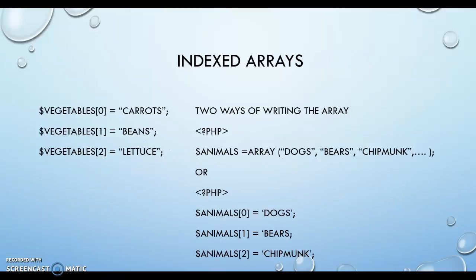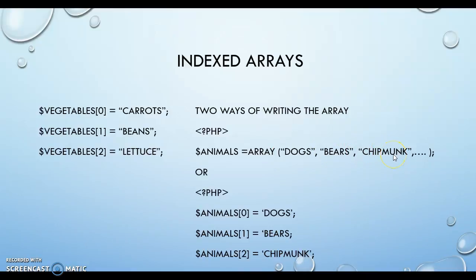So these are more examples of writing an indexed array. On this side is the numbers being assigned manually. Here, instead of being assigned automatically, you write it this way. So carrots have the numeric value of 0, beans have the numeric value of 1, and lettuce 2. The other side shows the same 2 types of arrays. Again, in the top, the index is assigned automatically, just as I had on the other slide. So dogs would be 0, bears 1, chipmunks 2.